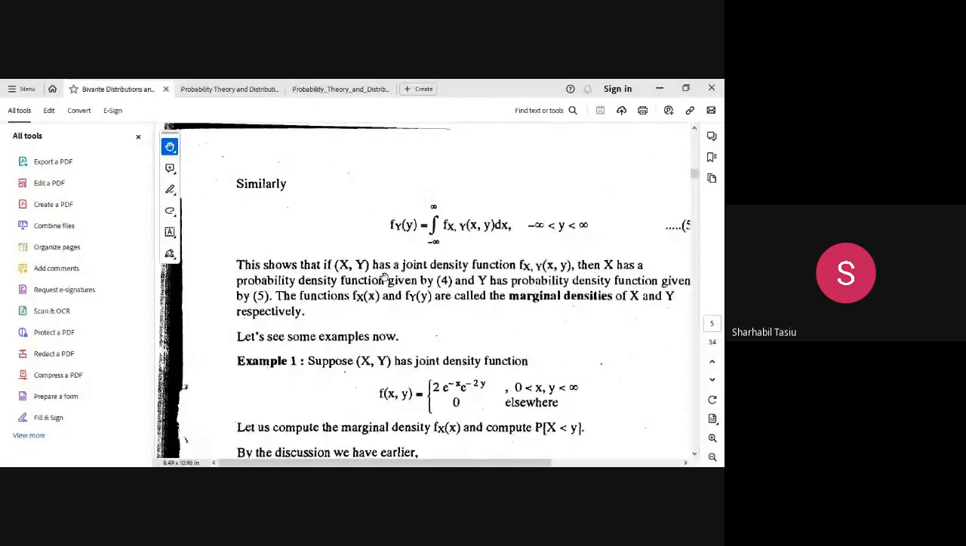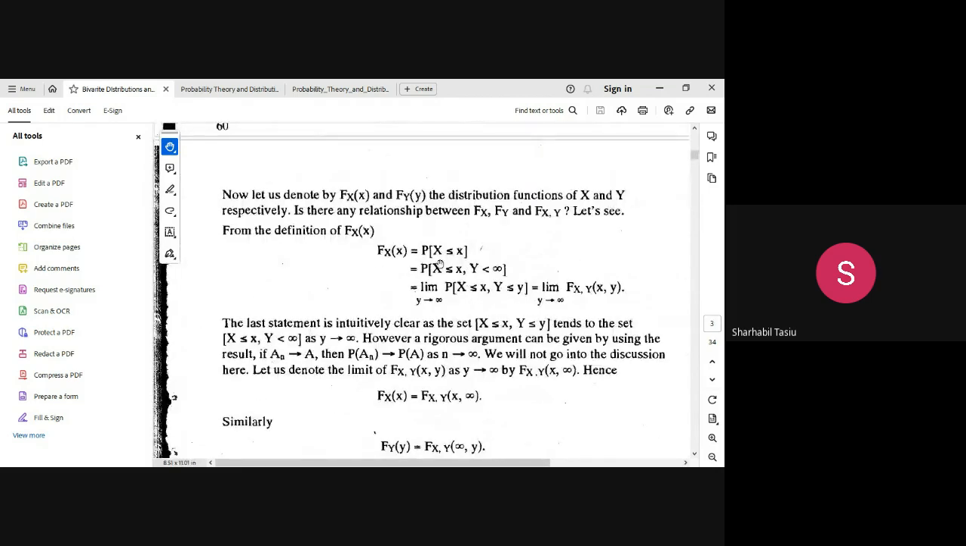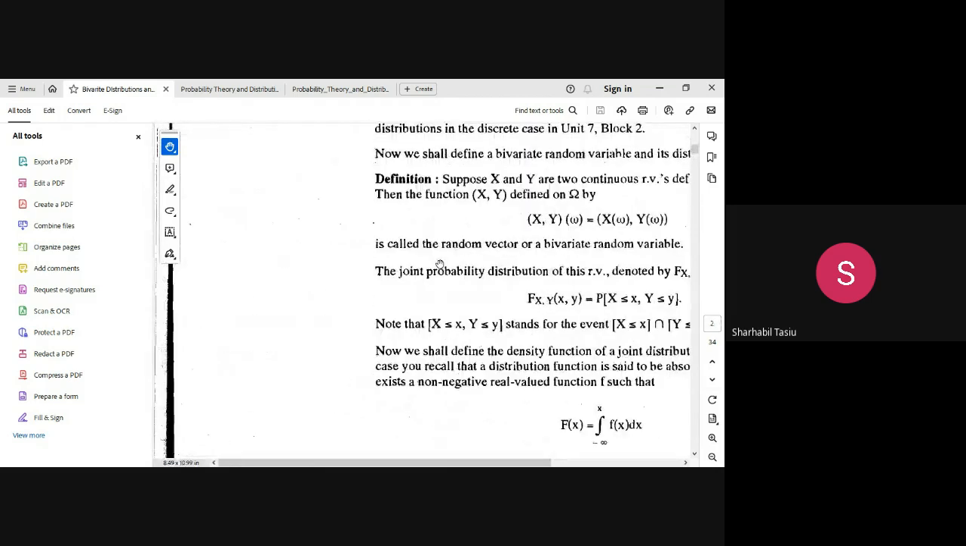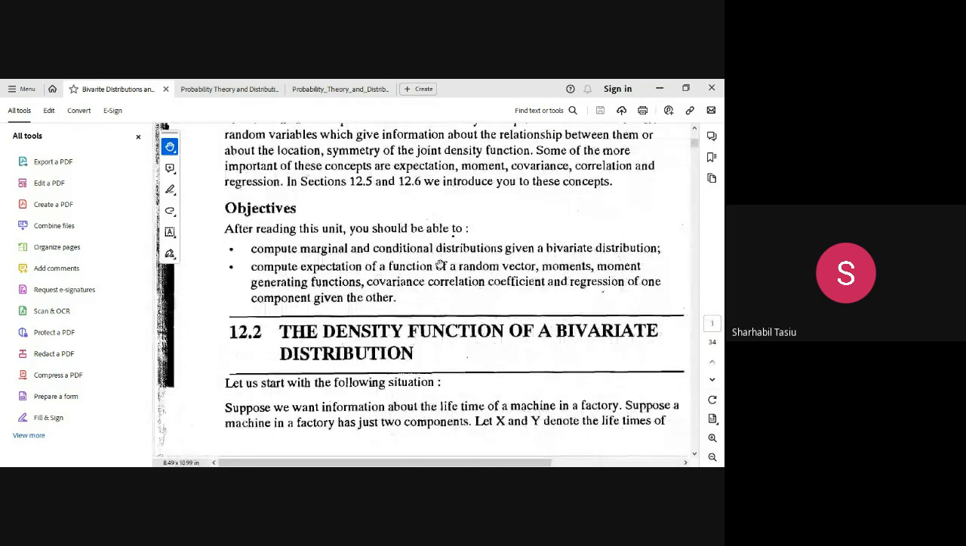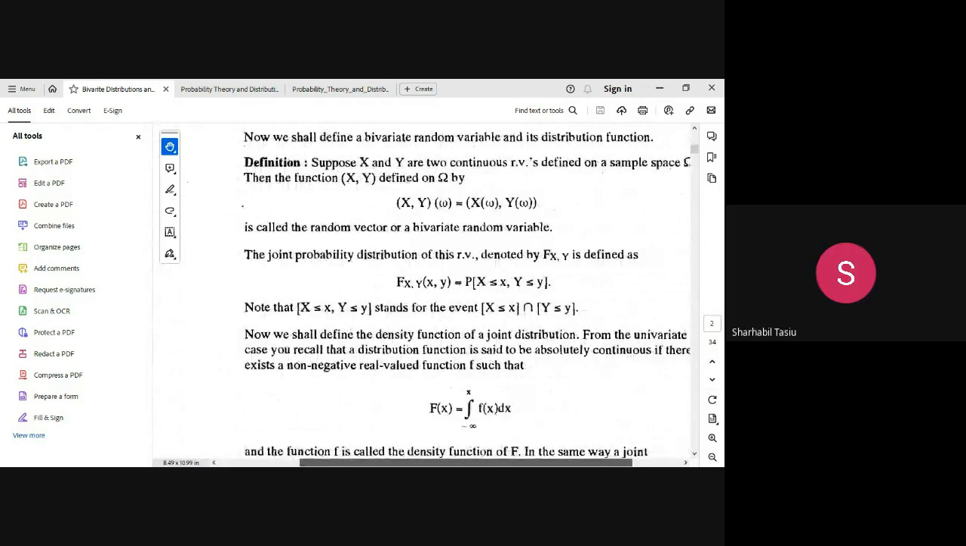Let me scroll up. So I'm going to share this material. I'll share the material in the drive so that we'll see it more clearly, and we can take our time and look at it properly.